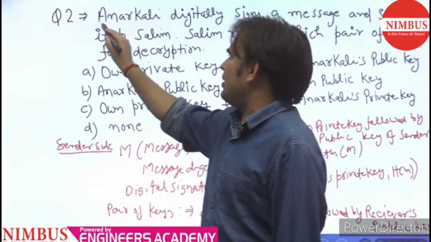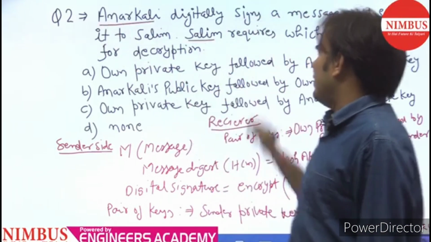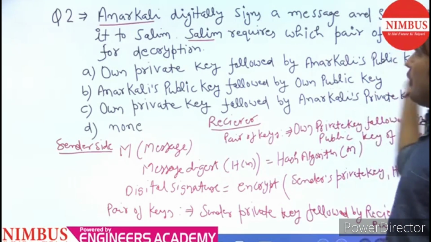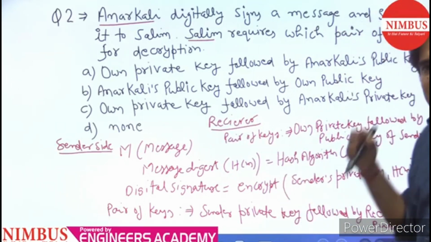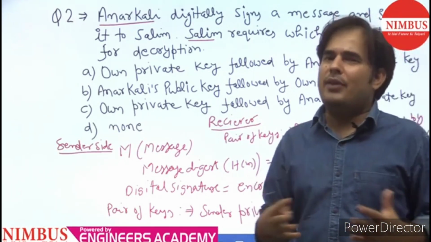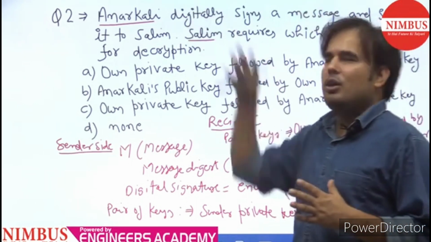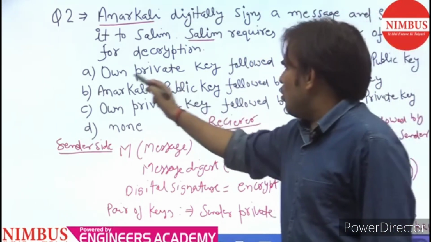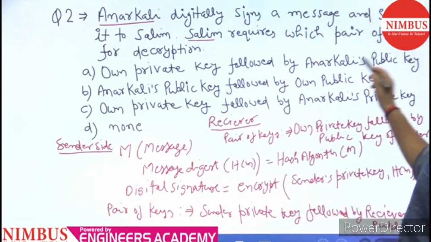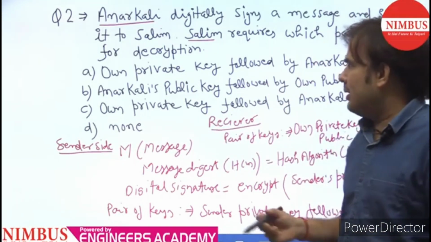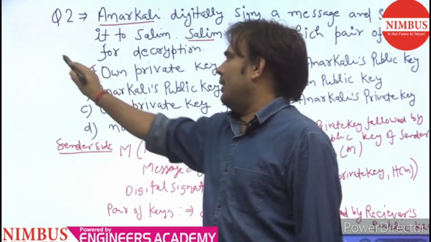Here Anarkali is the sender, and Salim is the receiver. So which pair of keys does Salim require for decryption? As I told you, Salim requires its own private key and the public key of the sender. Sender is Anarkali here. So own private key followed by Anarkali's public key. Yes, so option A is correct here.